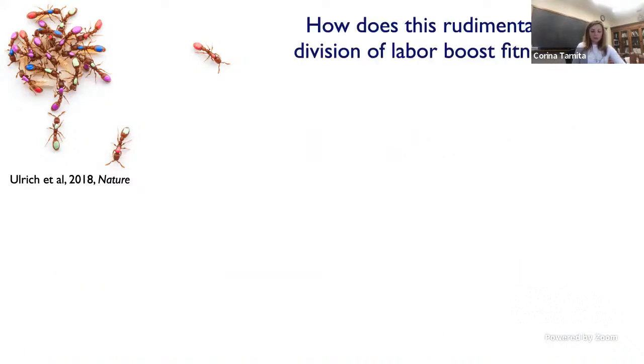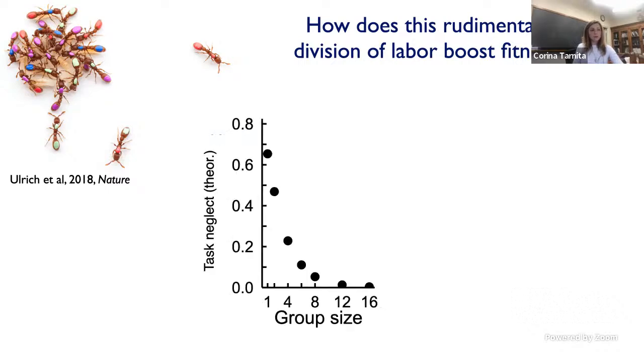Now, how does this rudimentary division of labor actually boost fitness? Why do we get the increase in fitness? Well, this is where Chris Tokita was the graduate student who did this theoretical work, and what Chris found was that in the model he made the prediction that as you increase group size, task neglect goes down. And by task neglect, we mean the proportion of time that any task gets unattended for. And in the model, it goes way down. It goes all the way to 0 already at 16 individuals.